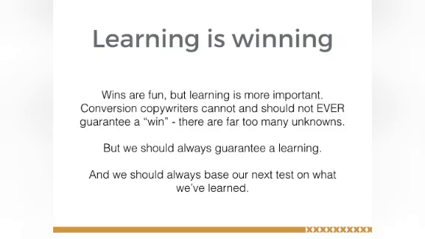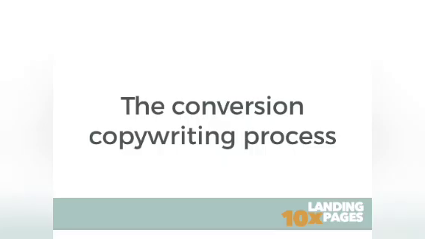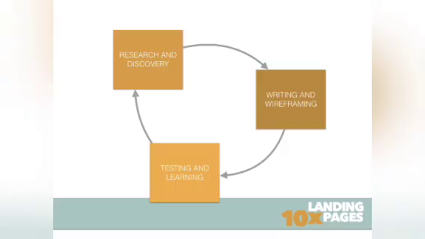Okay, so here is the actual conversion copywriting process. What it comes down to when you're talking to a conversion copywriter, and when you are a conversion copywriter, you are likely to be talking about 3 critical phases in the conversion copywriting process. Those are research and discovery, writing and wireframing, and testing and learning. We start with research and discovery. It's in the top left. We move over to writing and wireframing, and then we go to testing and learning, and then we go back and do more of the same. So it's a cyclical process. Optimization never ends.